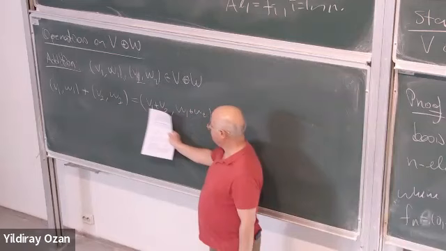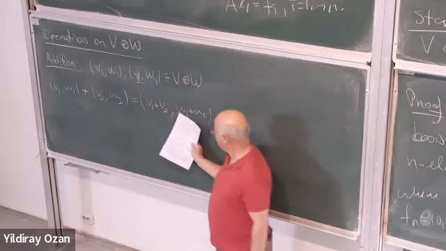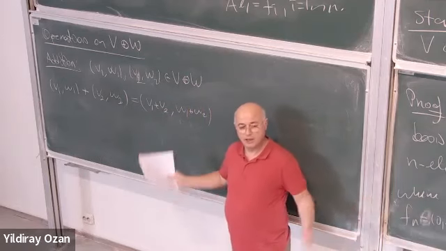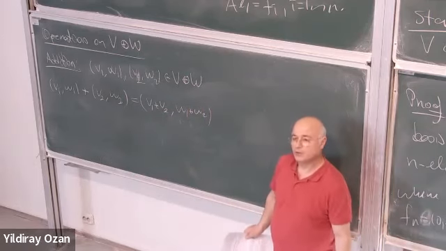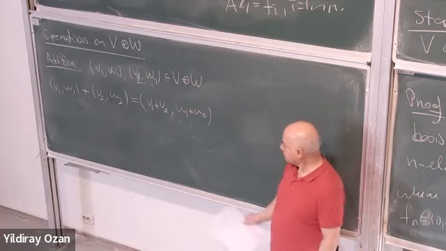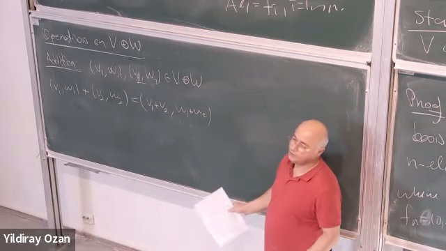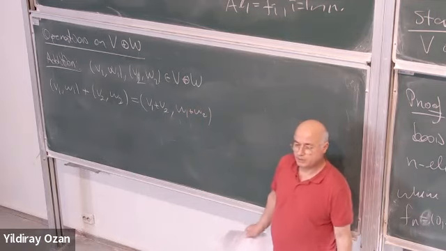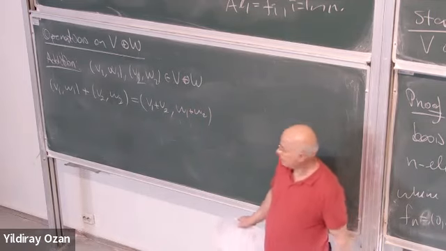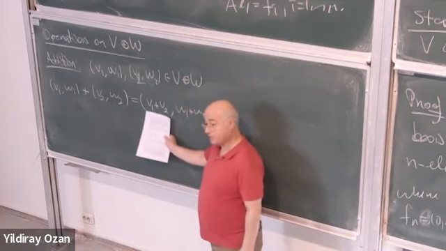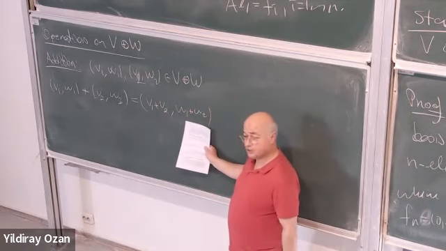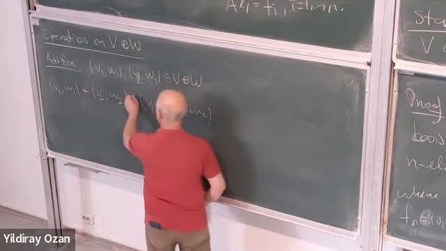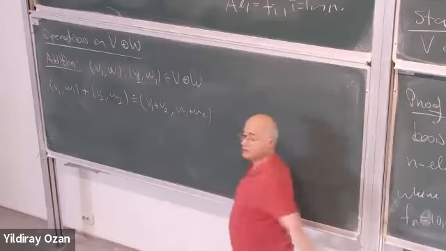So all these three additions are actually different additions. But to simplify things, we don't distinguish them. We write plus for all of them, but you should keep in mind that this is the addition in V, this is the addition in W, and this is the addition we just defined in V direct sum W.